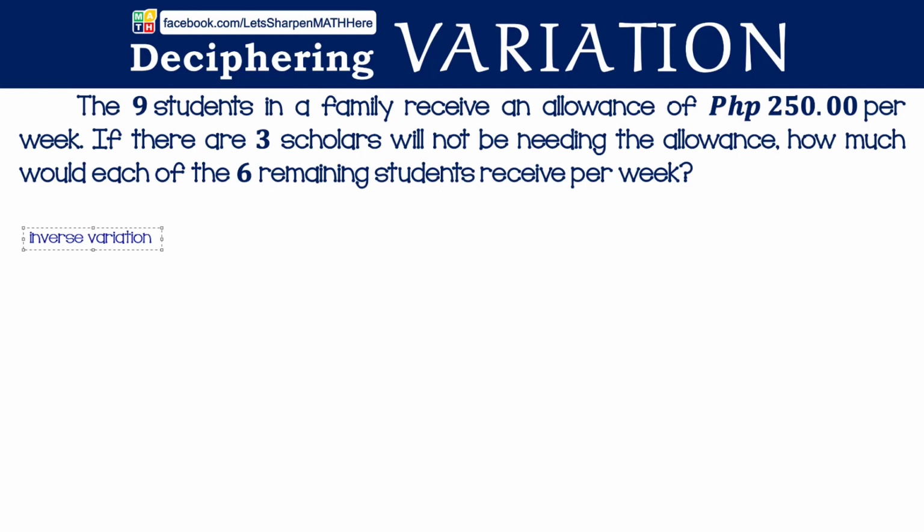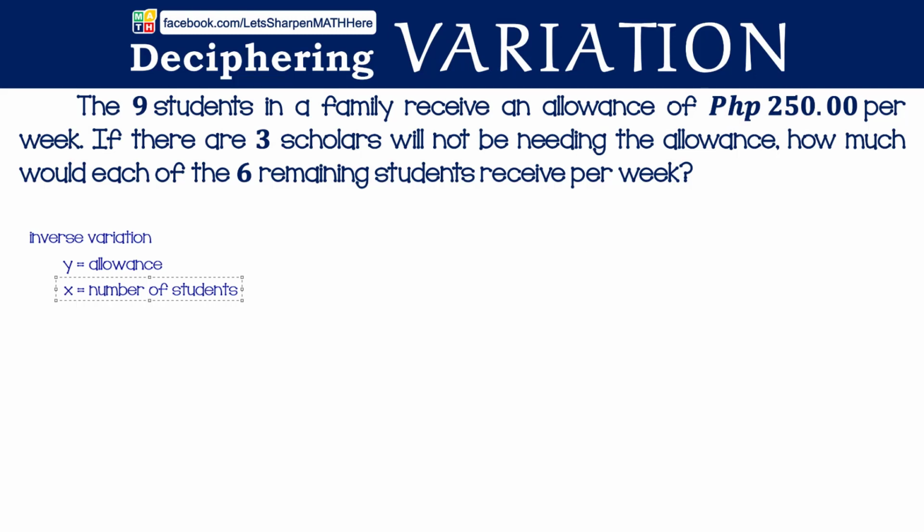And with that, the allowance that each student will receive is your dependent variable. It will depend on the number of distributions or the number of students in a family who will be needing the allowance. Even if there's no clear indication that this is inverse variation, you would see that the more students in a family needing the allowance with the same budget from the parents, probably they will be getting a lesser amount of allowance. And of course, the fewer number of students in the family who would be needing the allowance, there would be a chance that the allowance would be higher than the original.